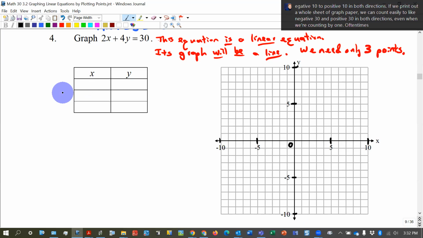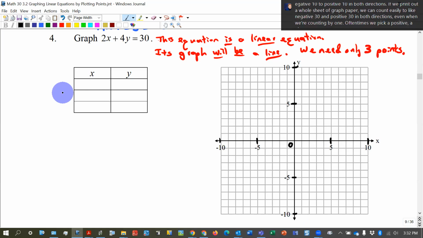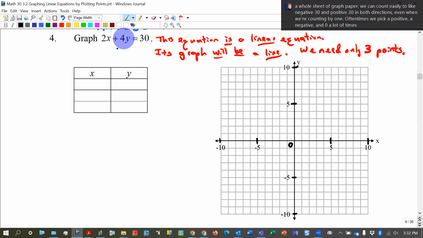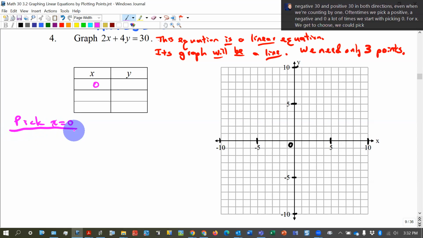Oftentimes, we pick a positive, a negative, and 0. A lot of times we start with picking 0 for X. We get to choose. We could pick X equals 100 if we want to, but we won't be able to show it on this picture. So pick X equals 0.